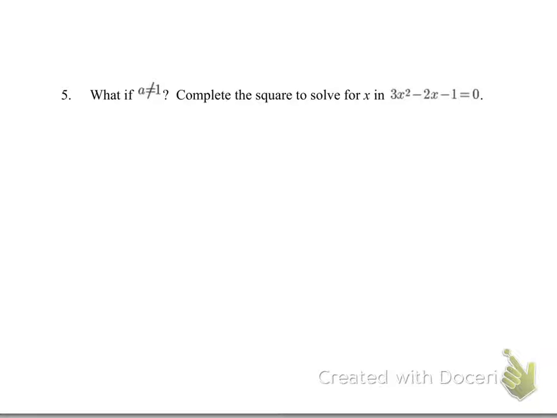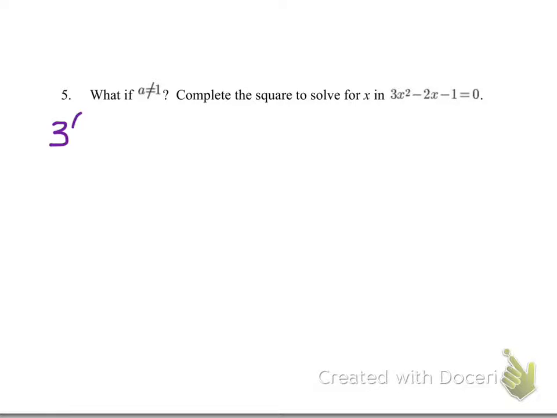What if A is not 1? And we want to complete the square. It's a little trickier, so I'm going to go through this step by step. Remember that, well, let's start this. The first thing you want to do when A is not 1 is factor out the A, okay? But you don't have to factor it out from C. You just factor it out from A and B. So let me show you what I mean.